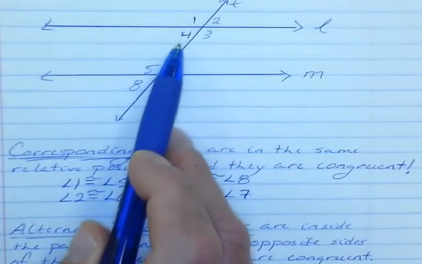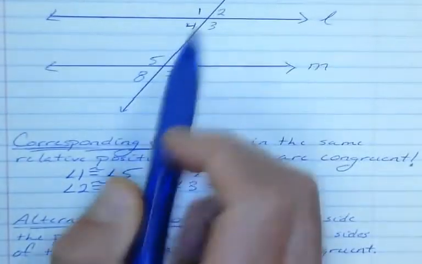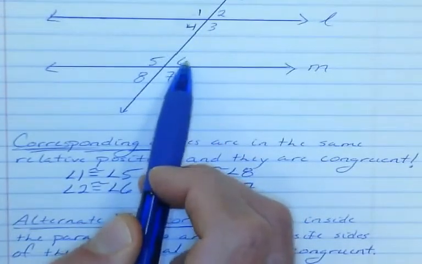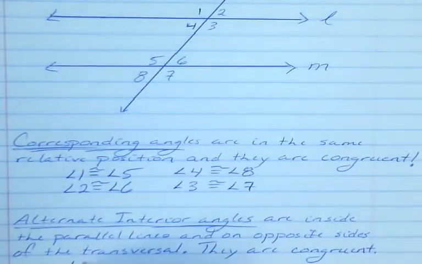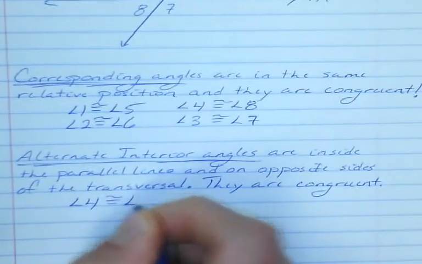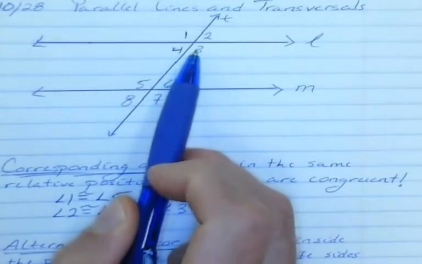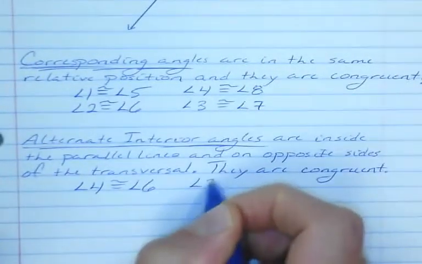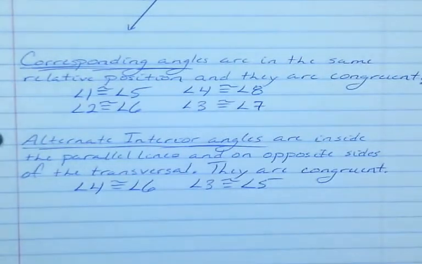Angle 4 is an alternate interior with angle 6. See how they're both on the inside, but they're on opposite sides of that transversal. So angle 4 is congruent to angle 6. And then our other pair would be angle 3 and angle 5. Angle 3 is congruent to angle 5 because they are alternate interiors.